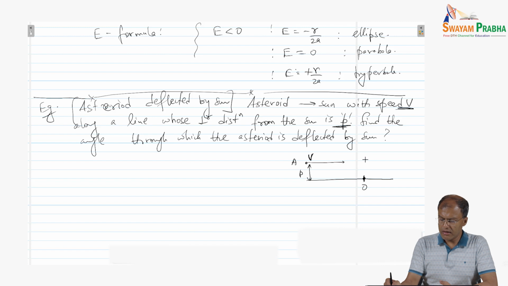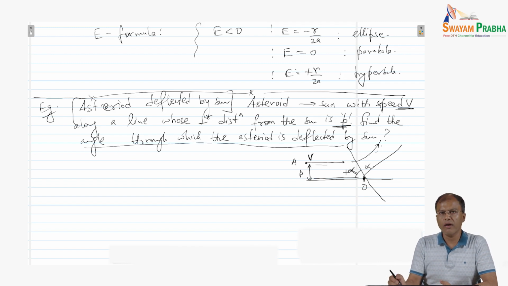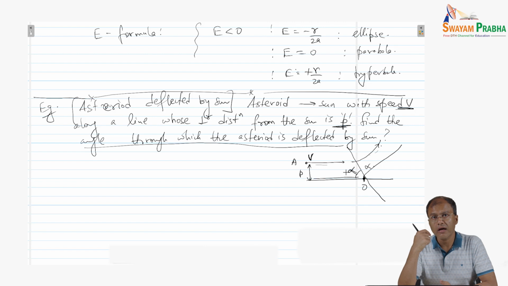And the moment it approaches the sun, it is going to get deflected by some angle. So let me call this angle 2 alpha. Remember, if we see closely, this path that the asteroid follows is a branch of a hyperbola, right? So what do we need to find? Find the angle through which the asteroid is deflected. So we need to find this angle 2 alpha for the hyperbola, right?